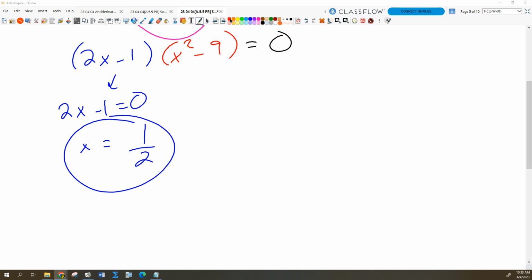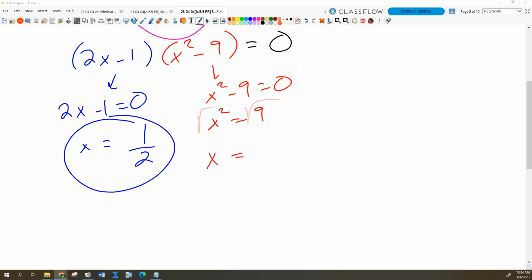How about this guy? If I set this one equal to 0, that's a quadratic equation, and that's an easy one. It's one where I can point to a single variable, so I could isolate the x. What are the two steps here? Add 9. Okay, so I get x squared equals 9, and then what do I do? Okay, I'm going to square root both sides.